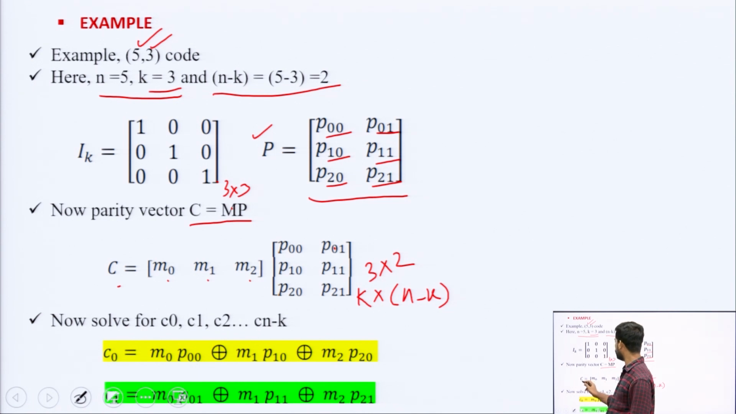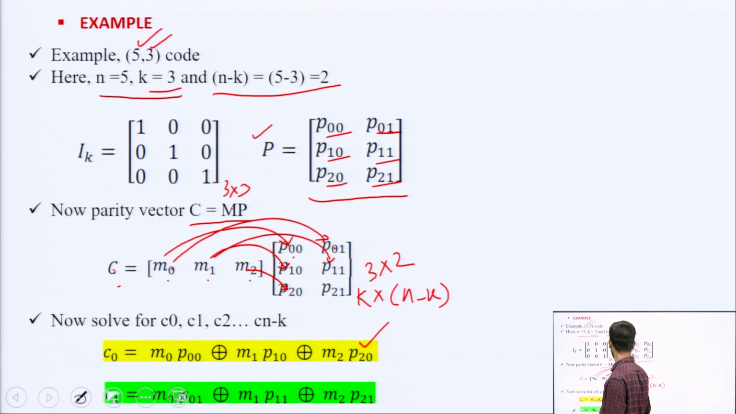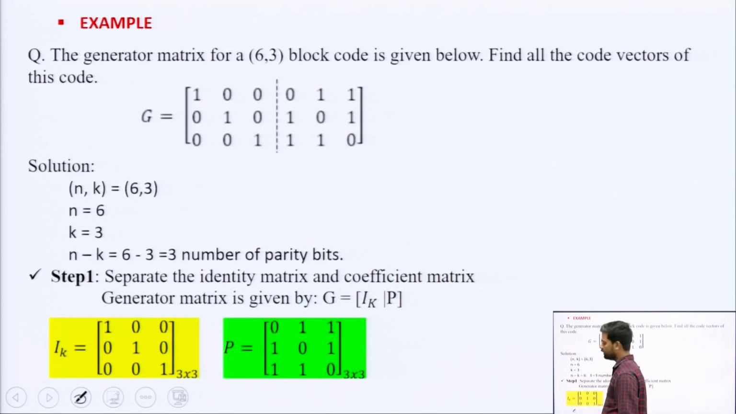So how can we get C0? C0 is nothing but M0 times P00, exclusive OR M1 times P10, exclusive OR M2 times P20. This is C0. Similarly, C1 is M0 times P01, M1 times P11, M2 times P21. This is the code bit C1. This is the basic example.